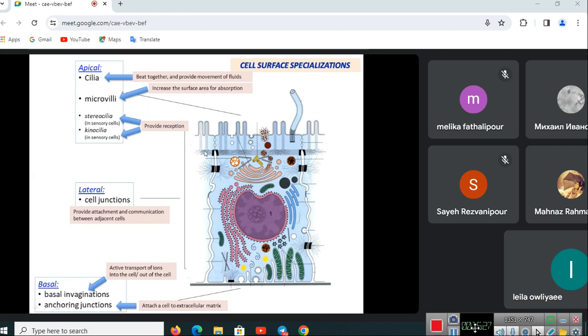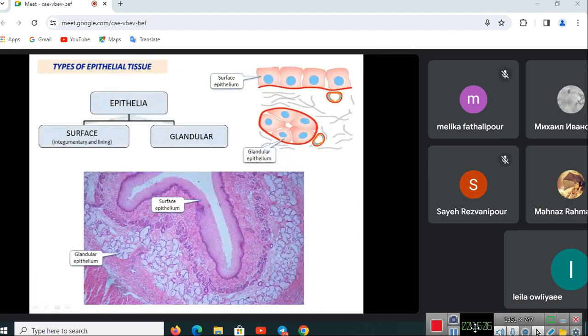Between the cells in epithelium we have the cell junctions, and in the basal layer, if our cell is located upon the basement membrane, it will always have the hemidesmosome for attachment of the cell to the basement membrane. And some of the cells that perform the function of active transport of ions against the concentration gradient can have the basal labyrinth with folds of membrane and mitochondria between those folds. So, types of epithelia tissue.